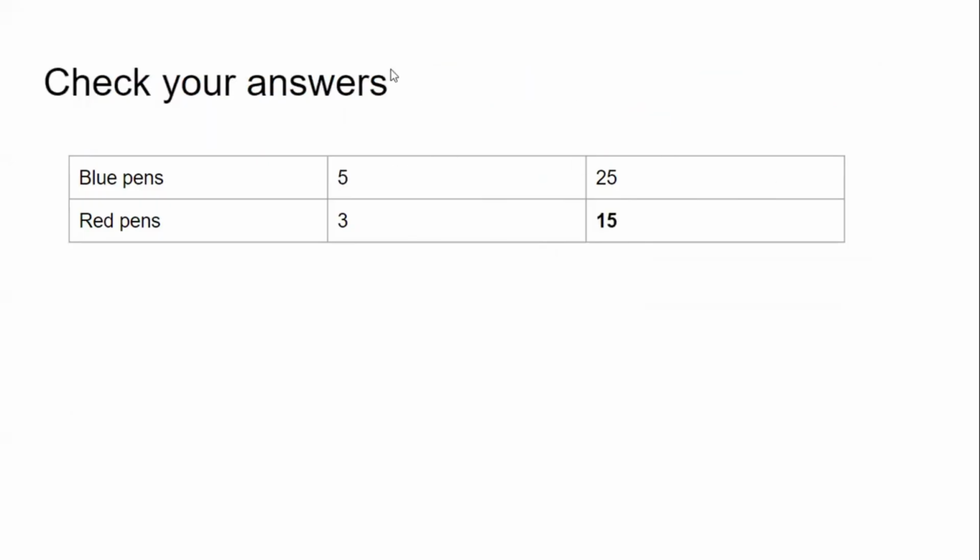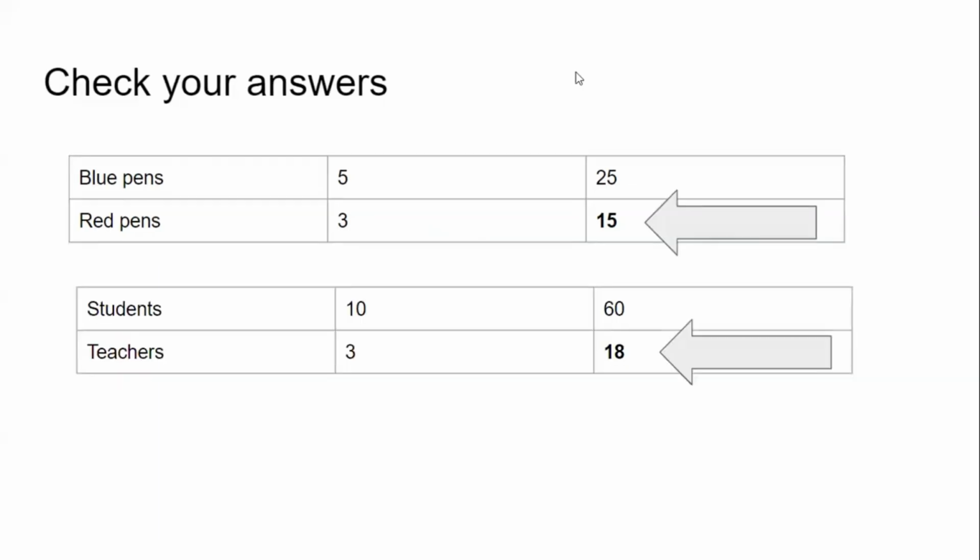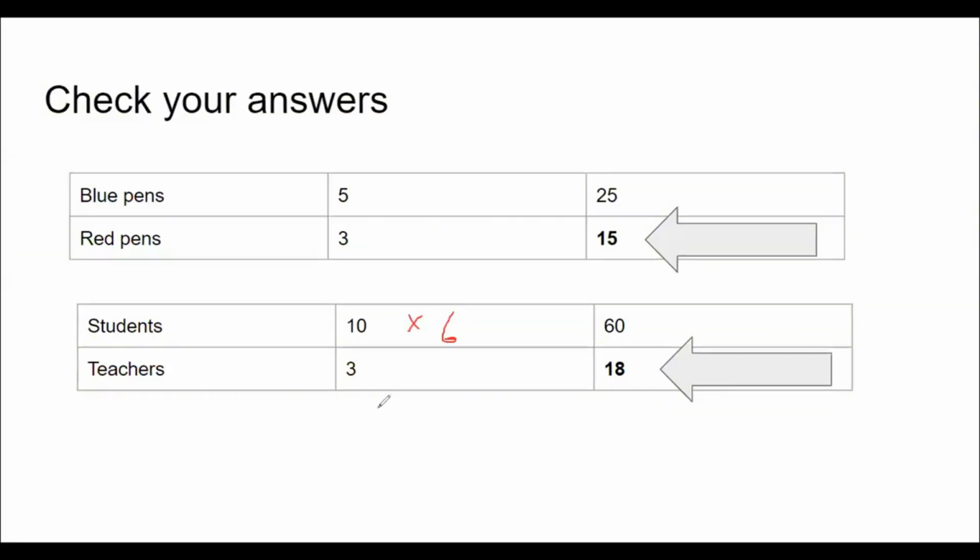All right, here is your first one. 5 times what will give you 25? And it's 5 times 5. So 3 times 5 equals 15. And there's 15. All right, the next one is 18 because 10 times 6 is 60. 3 times 6 is 18.